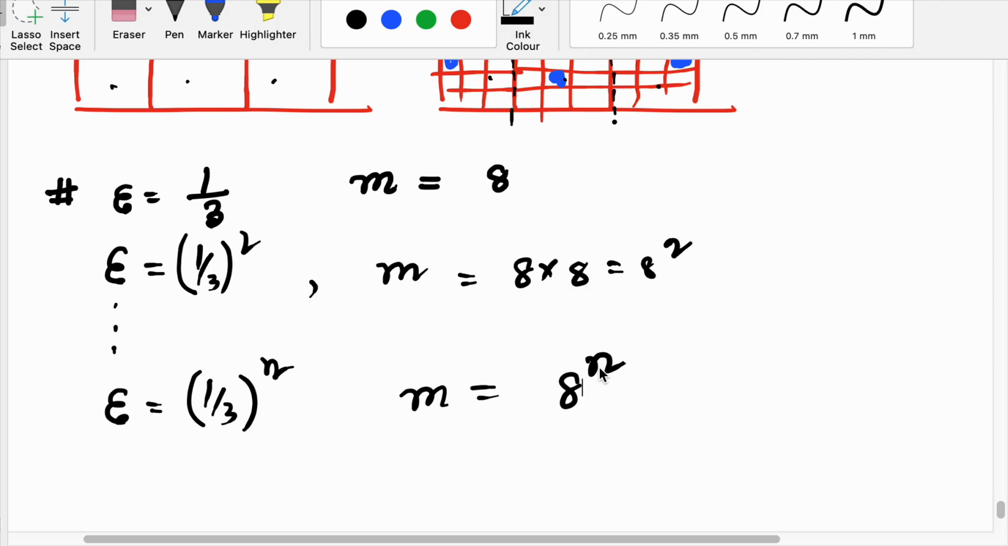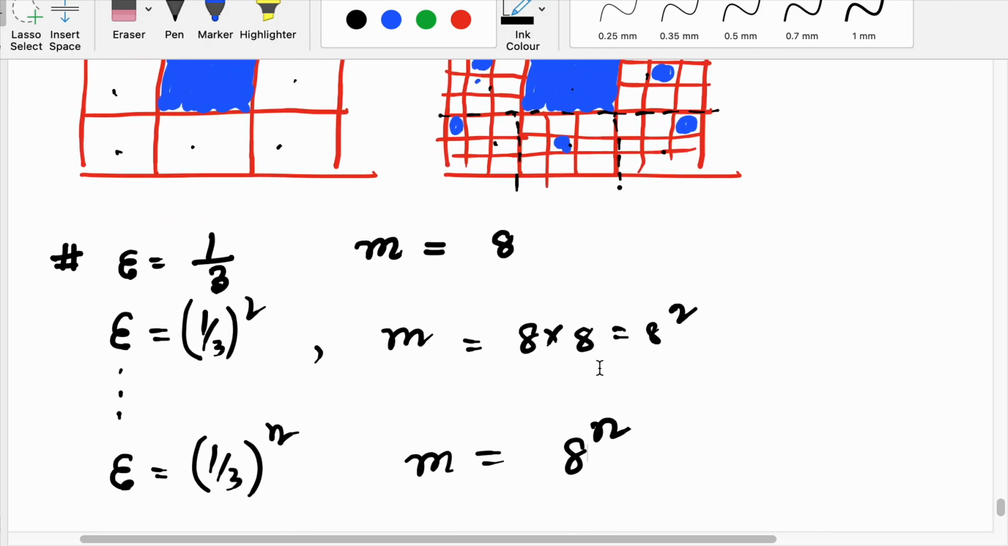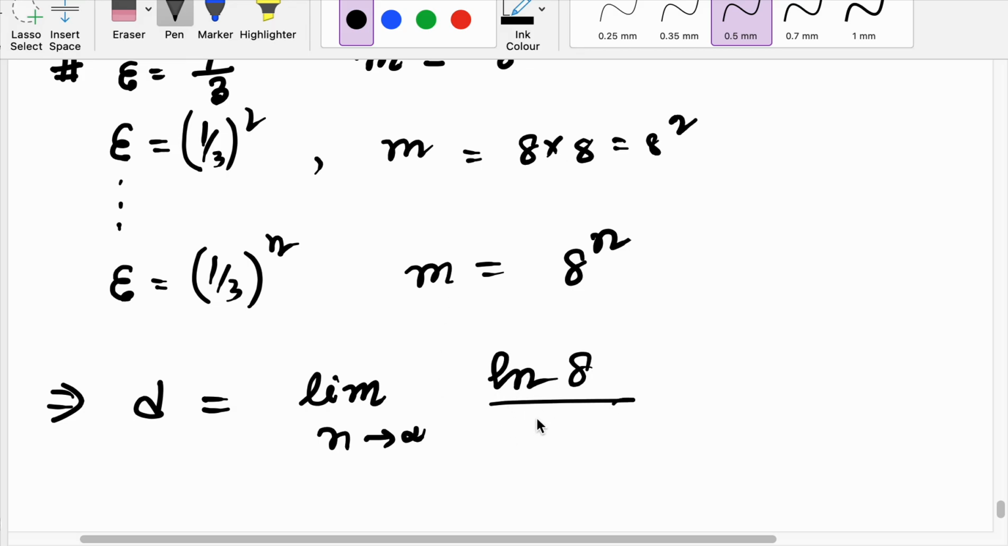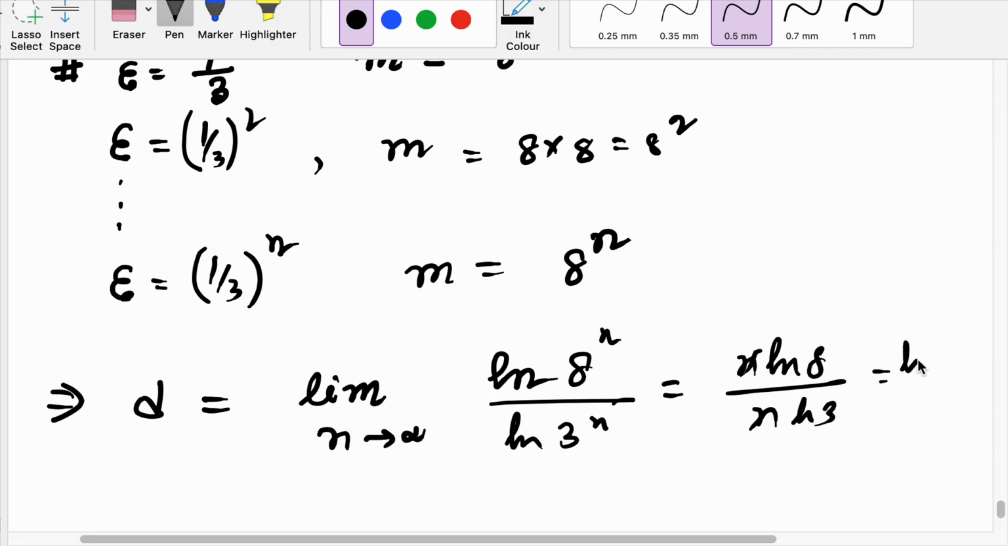So at infinity, when it becomes the fractal, the dimension will be the limit as n tends to infinity, when epsilon tends to 0, because one third is less than 1. You will find that dimension will be ln 8 by ln 1 by epsilon, so ln 3 to the power n. So n ln 8 by n ln 3, so this is actually ln 8 by ln 3. So that's it. That's how you find the dimension of this object, which is not self-similar.